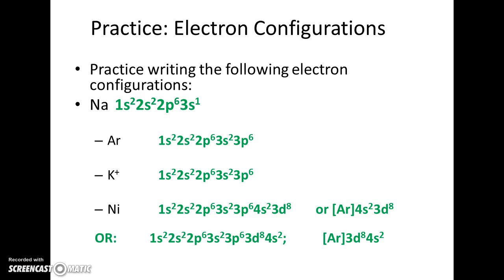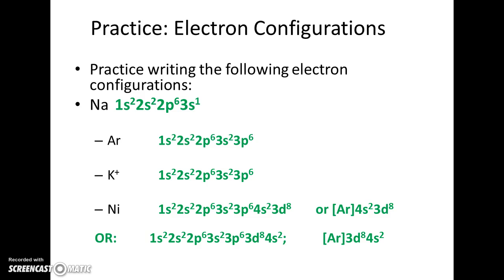Okay, check your work. Now, I gave you the shorthand configuration for nickel. Hopefully you remember how to do shorthand. As you can see, the nickel configuration is really long, so rather than spending all the time to write that whole thing, what we're going to do is put the previous noble gas in brackets. So what that means is the electron configuration of argon, which is 1s2, 2s2, 2p6, 3s2, 3p6, followed by the outer electrons after that, so 4s2 and 3d8.